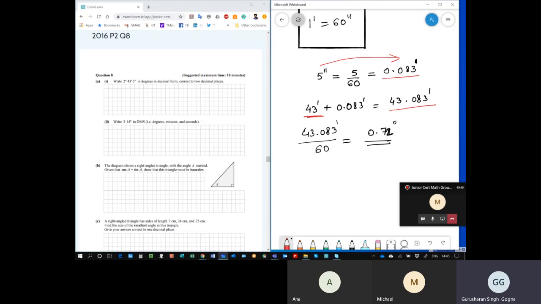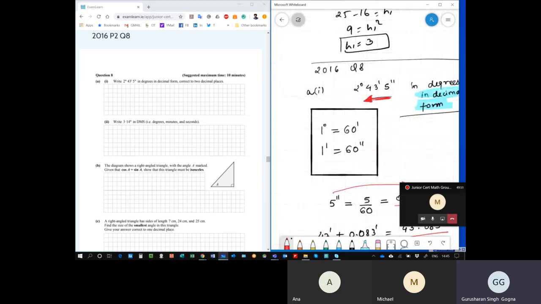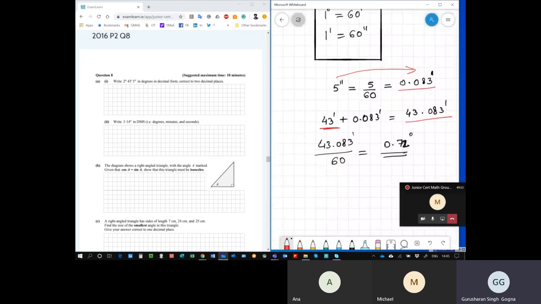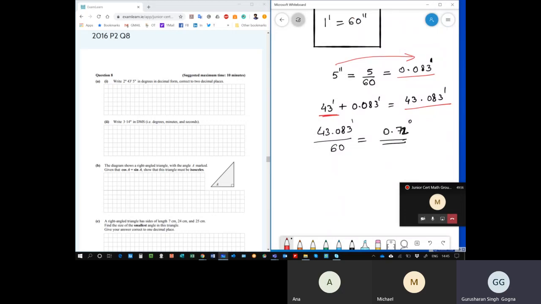To get the total minutes, you convert these minutes into degrees again by dividing by 60. So you got 0.72. And what was the degree here? 2 degrees. And what's the extra degree you got? 0.72. So your final answer is 2 plus 0.72, which is 2.72 degrees, like this.